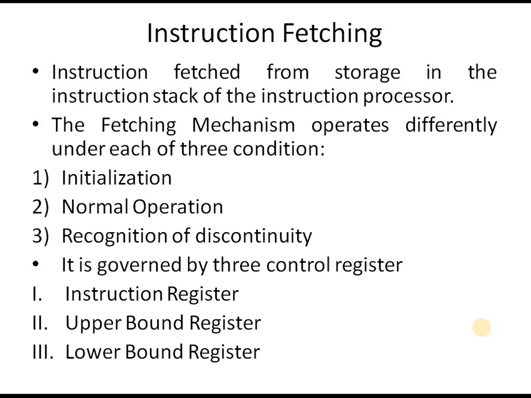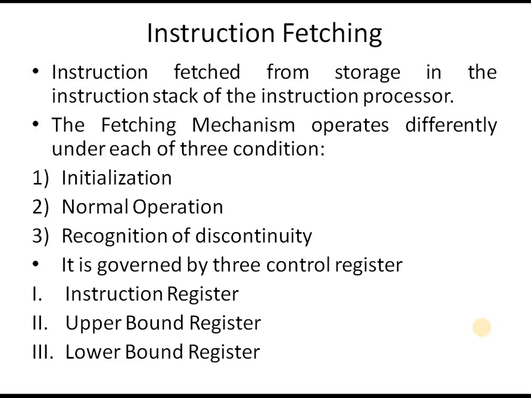The fetching mechanism operates differently under each of the three conditions: initialization, normal operation, and discontinuity. It is governed by the three control registers which we have seen. The instruction register points to the instruction currently being decoded, the upper bound register to the most recent double word brought into the stack, and the lower bound register to the earliest double word present in the stack.